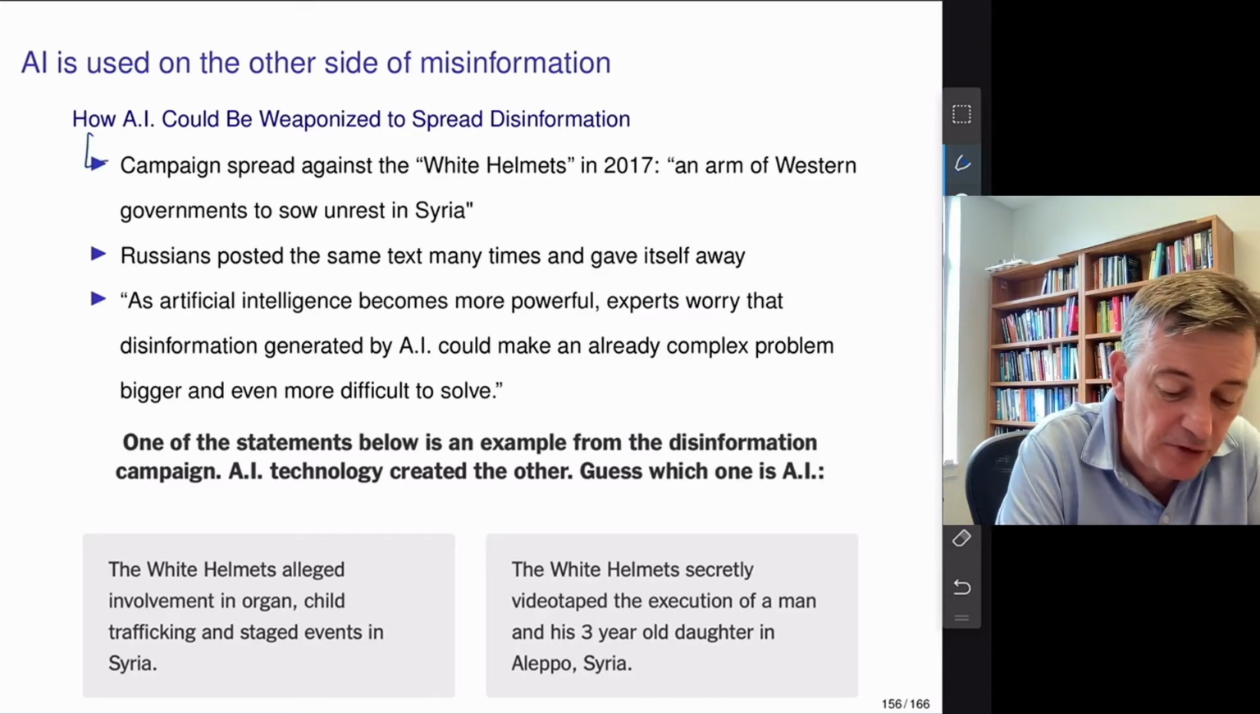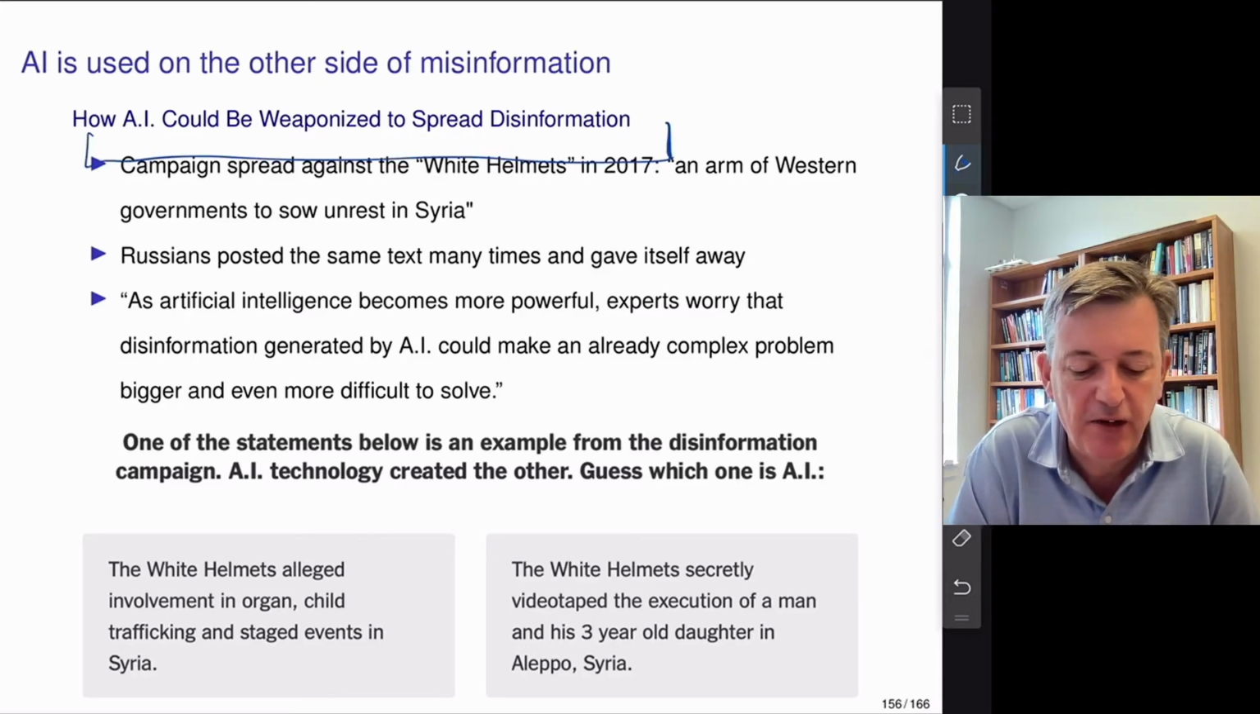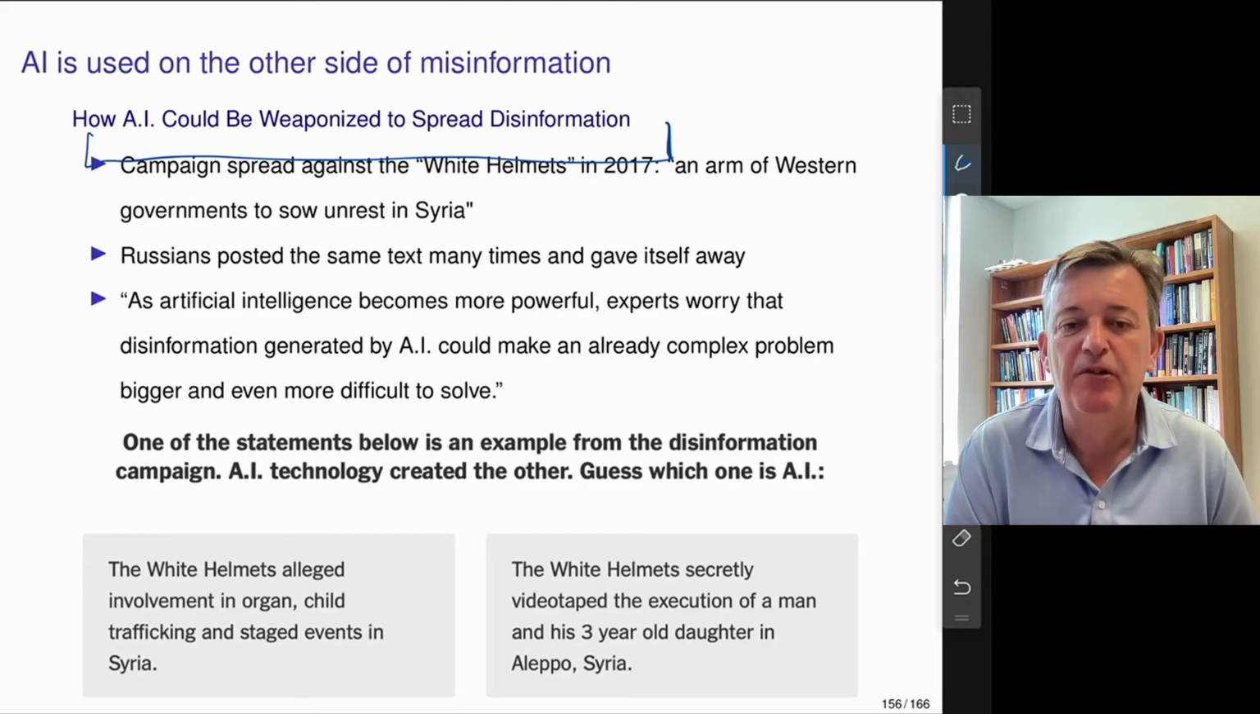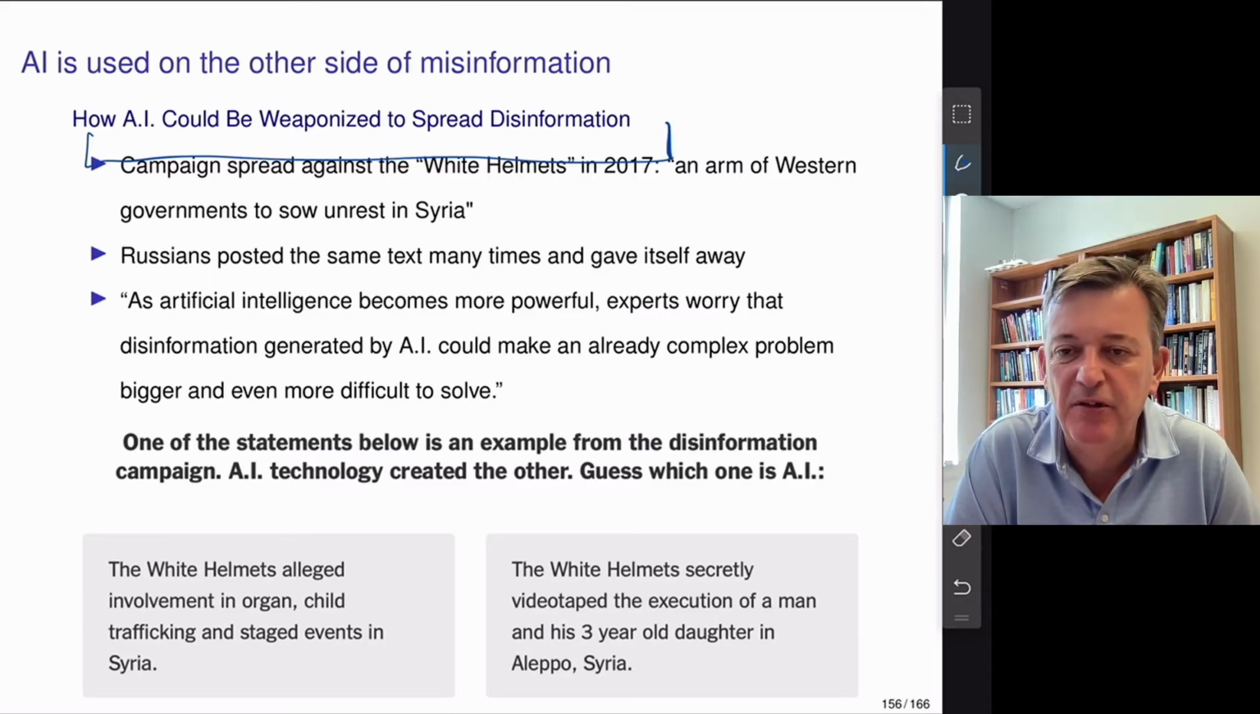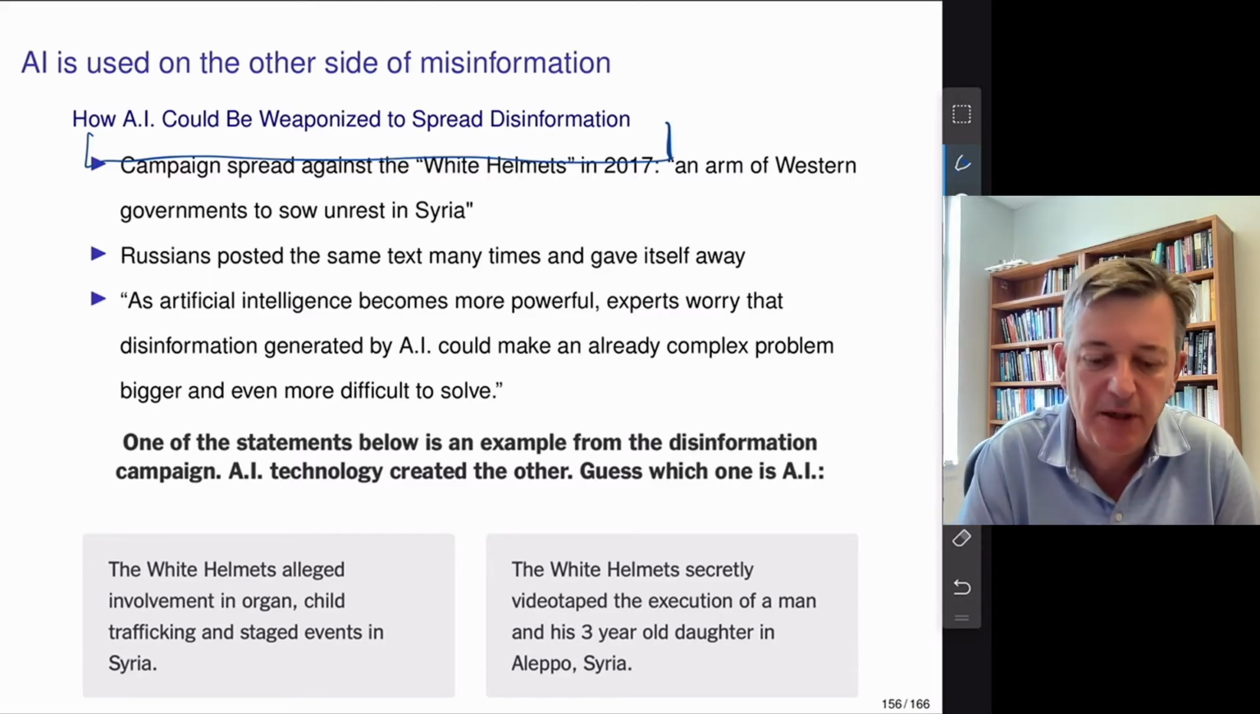Here's another article for you, essentially on how AI could be weaponized to spread disinformation. So it's very, very hard to monitor these things, and if you really are a bad actor, you have a huge advantage to begin with, because you can see the system as it is, and you can design what you want to design based on that.